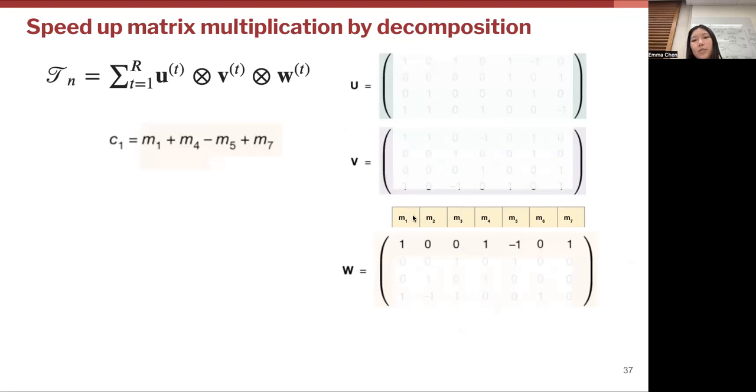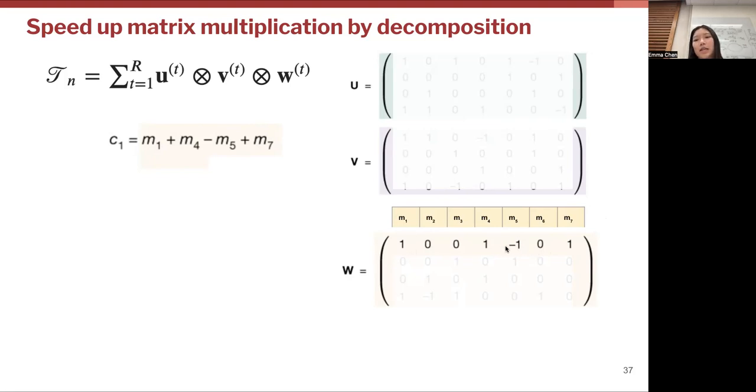After I have the intermediate values, the next thing I need to figure out is how to combine them so that I can get the final elements of the matrix multiplication result. So to get C1, we're going to look at this W vector. Similar to using the U vector to mask A, or using the V vector to mask B, we're now using this W vector to mask the M vector here. So here I have 1, 0, 0, 1, negative 1, 0, 1.